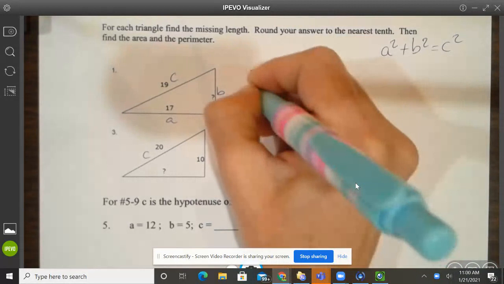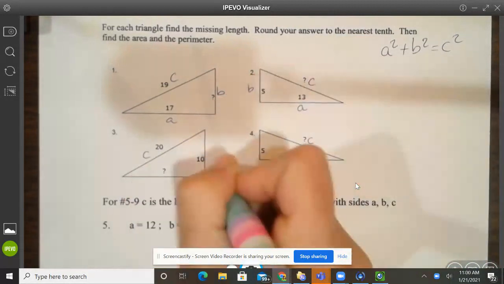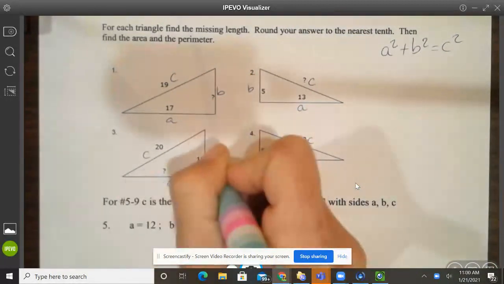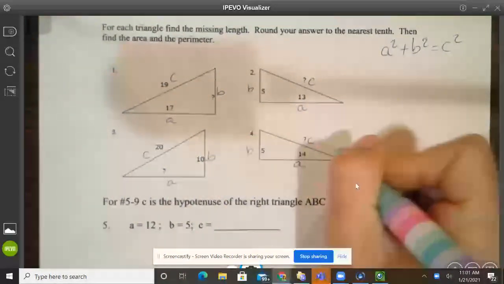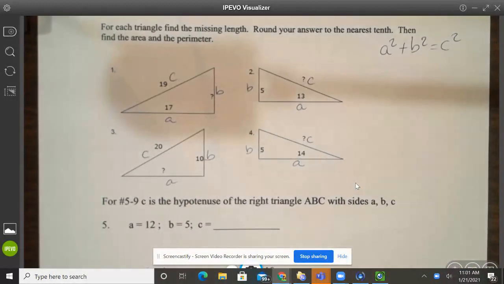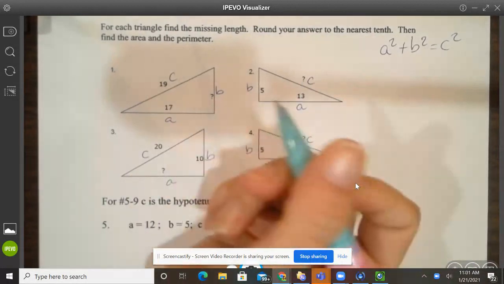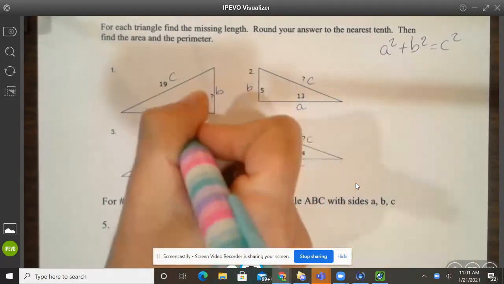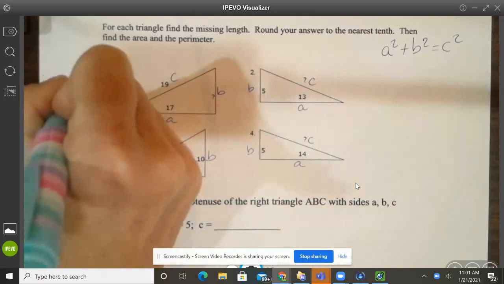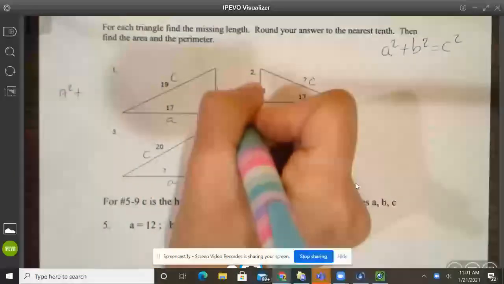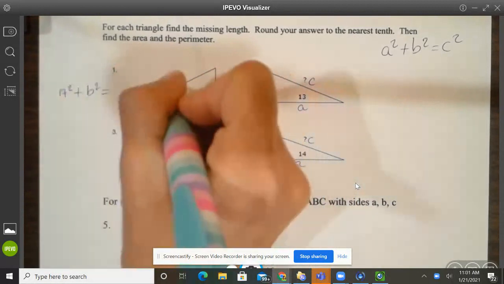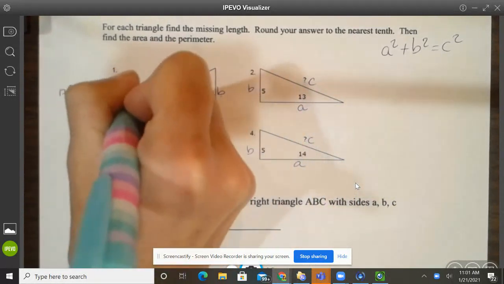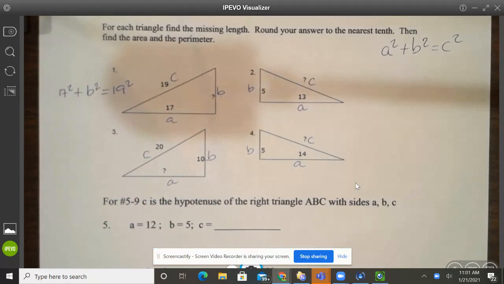A, B, C. And then let's use it. In this one, let's do number 1 first. So we have A, that's 17 squared, plus, we're looking for B, equals, and then we have C. And then you just solve.